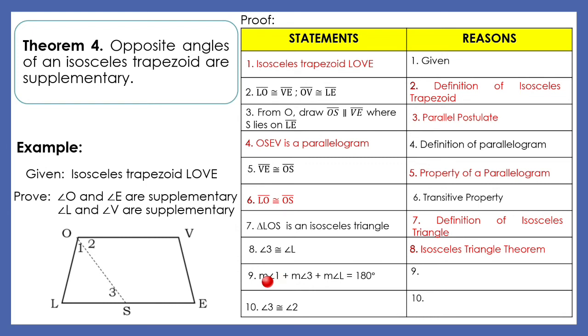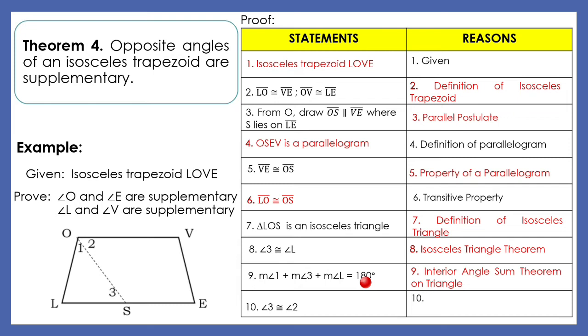For statement number 9, measure of angle 1 plus measure of angle 3 plus measure of angle L equals 180 degrees. This is angle 1, angle 3, and angle L. So, ang sum nila ay equal sa 180 degrees by the interior angle sum theorem on triangle. So, yung sum ng mga interior angles ng triangle ay equal sa 180 degrees.